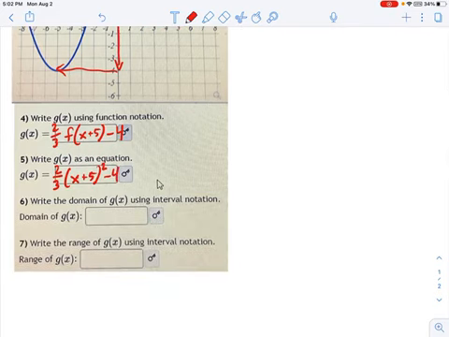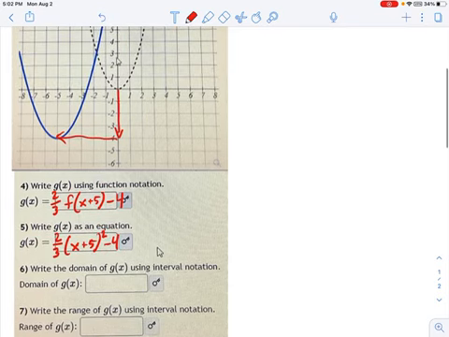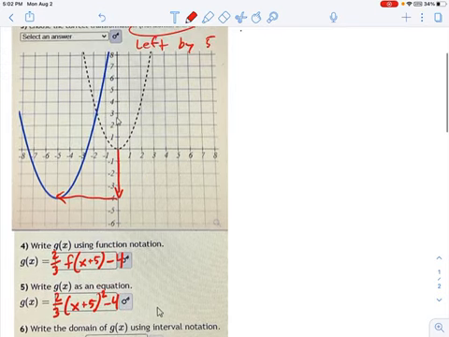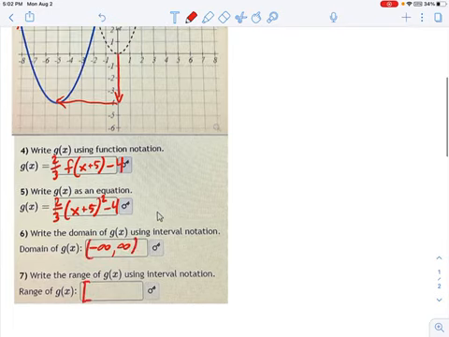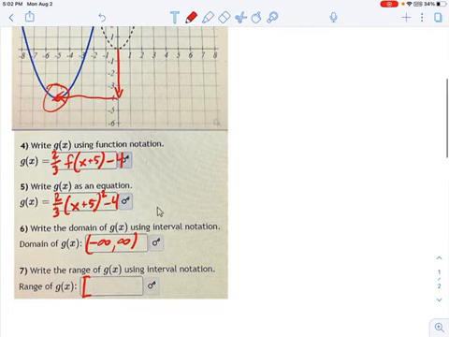All right, write the domain of g using interval notation. Well, this should be pretty easy if you just look at the graph. You can see this thing goes off forever in both directions, right? There's no holes, there's no interruptions, so we just say -infinity to infinity for domain. And the range starts at the minimum value right here, this point, which is -4, and it goes up forever.